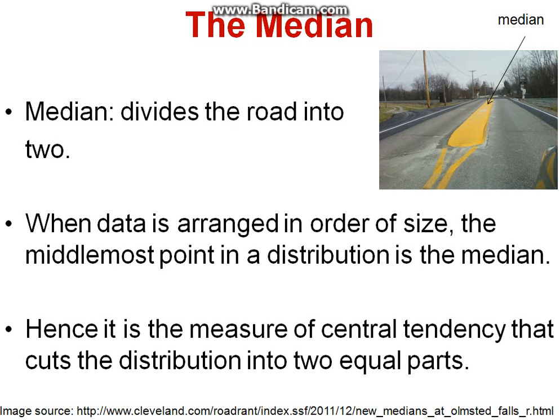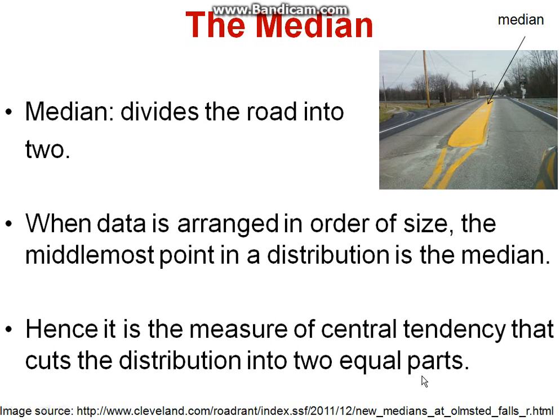Moving on to the second measure of central tendency, which is called the median. All of us know what a median is because we travel by road. This yellow thing over here is the median, because it divides my road into the left lane and the right lane. Likewise, in a statistical distribution, the median is that number which distributes my distribution into two equal halves. Formally, the median is that measure of central tendency that cuts my distribution into two equal parts.